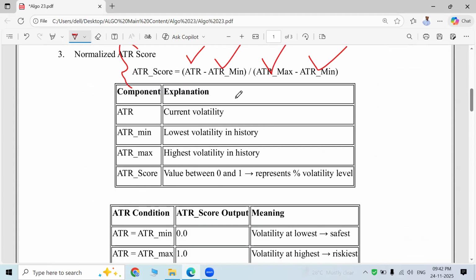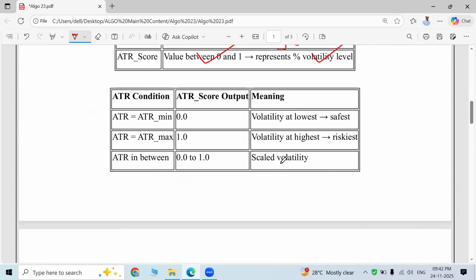So first is the current volatility, the lowest volatility in the history, that is 14 cycles, the maximum volatility in those 14 cycles, and what is the ATR score between 0 and 1. We are going to calculate the ATR between 0 and 1, and we are going to convert that into a percentage. Okay, now let me explain this in a very simple form. If the ATR is very small, it's the safest condition, and we consider, okay, we can trade with full quantity.